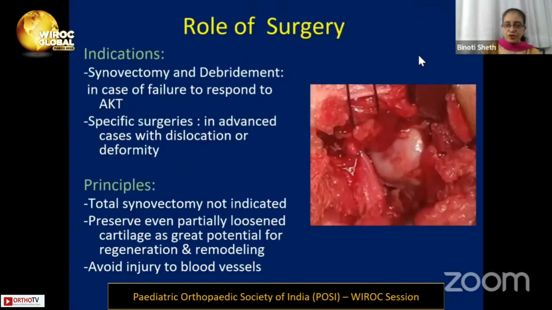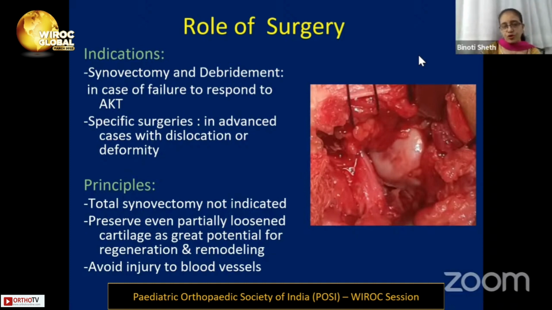So what is the role of surgery in case of tuberculosis of hip? Synovectomy and debridement is required in case there is failure to respond to anti-TB treatment for the initial 4 to 6 weeks, when you start and you don't find the required response. And there are some specific surgeries which are done in advanced cases with dislocation or deformity.